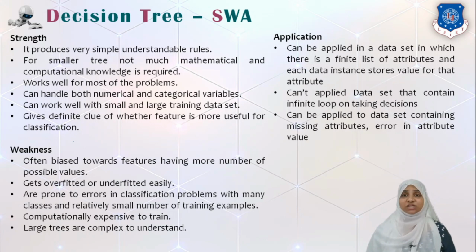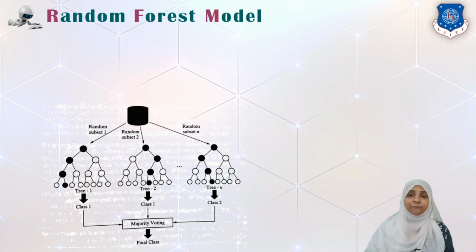Now, the different applications of decision trees. You can apply this model to fit a data set which has a finite list of attributes, and it can't be applied to data which consists of infinite loops or an infinite number of attributes. We can also apply it to a training data set which might contain many missing values or outliers. So decision trees can fit most applications.